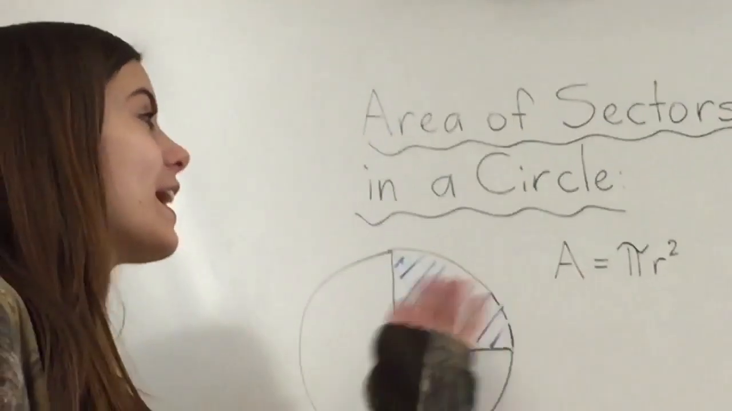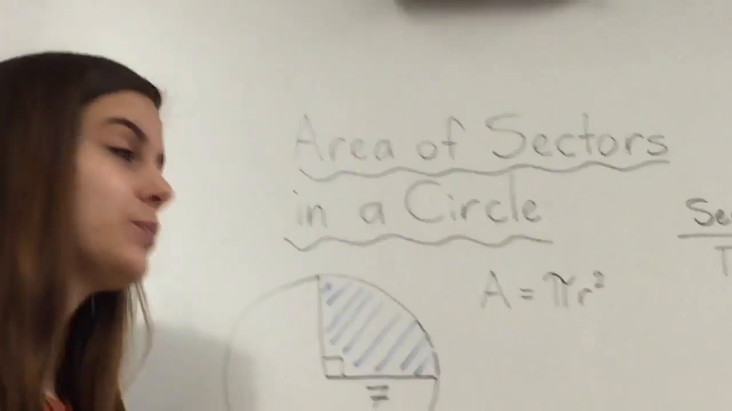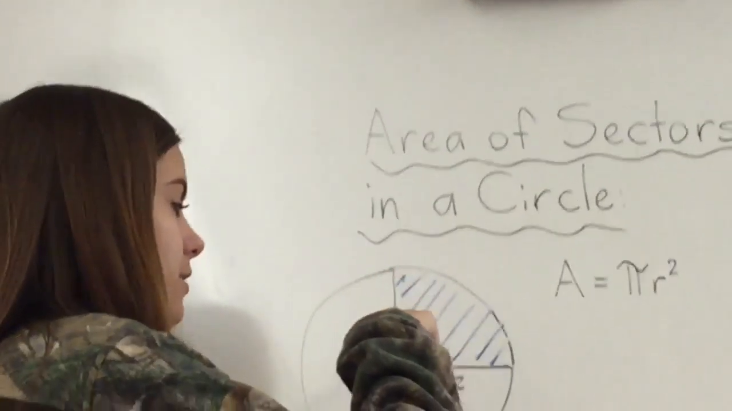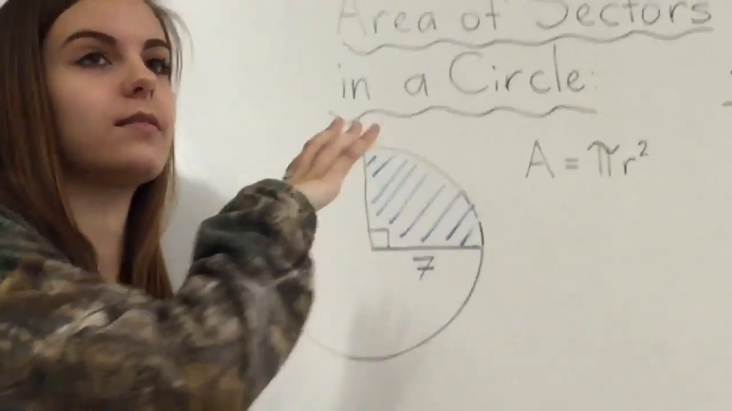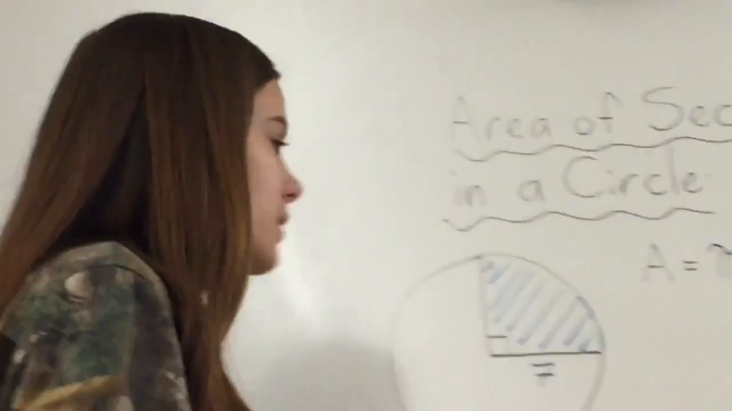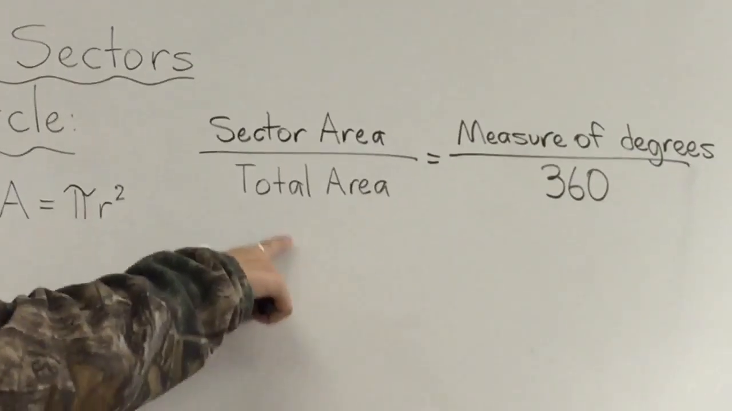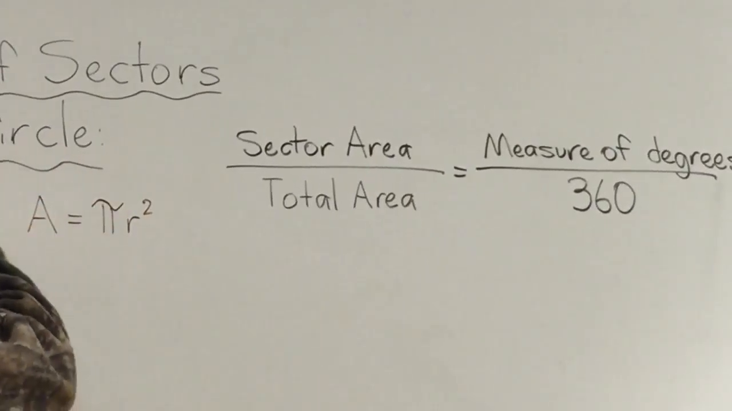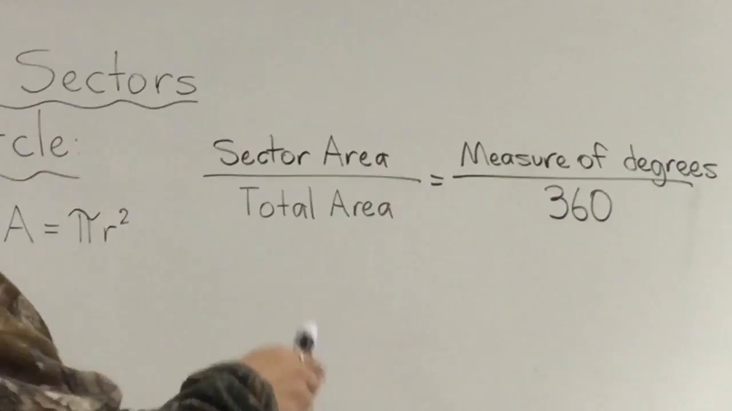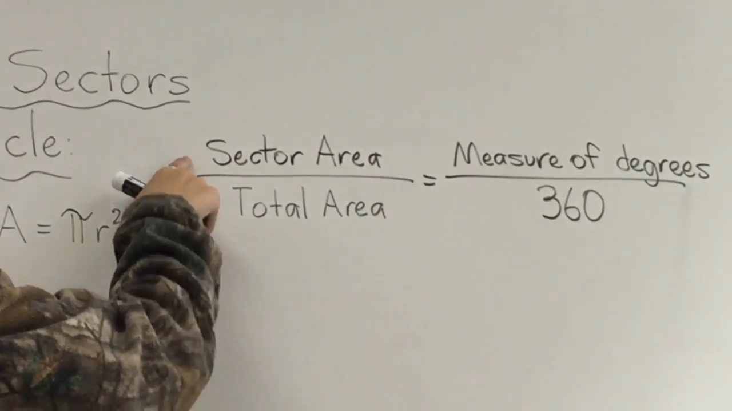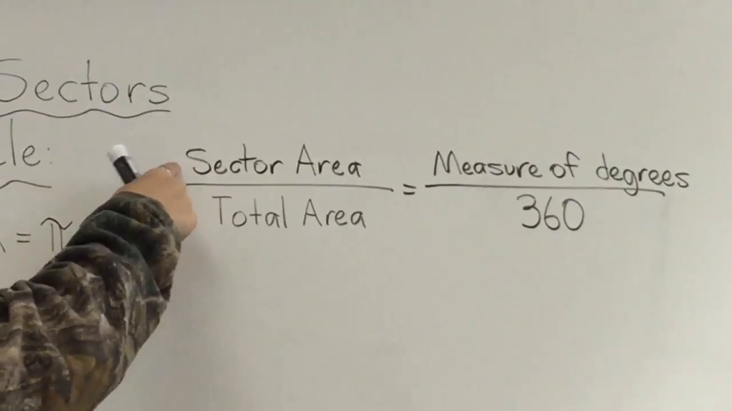And now we're on to area of sectors in the circle. And today we'll be finding the area of this small sector inside the whole circle. Now here are the formulas that we're going to need. So this is the actual formula for the area of this sector. And what we do is this is what we're looking for.